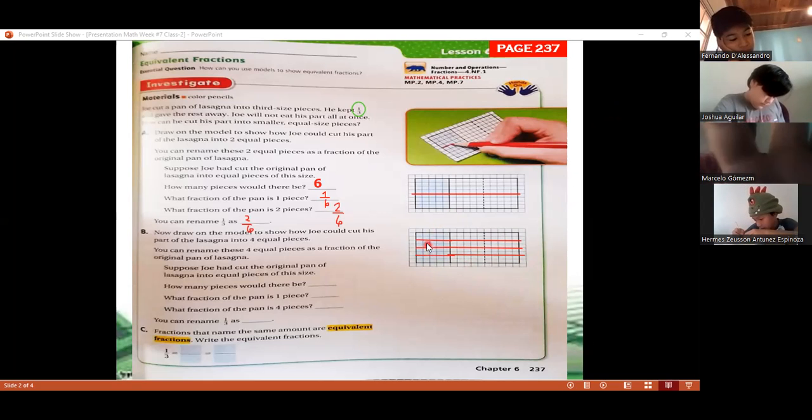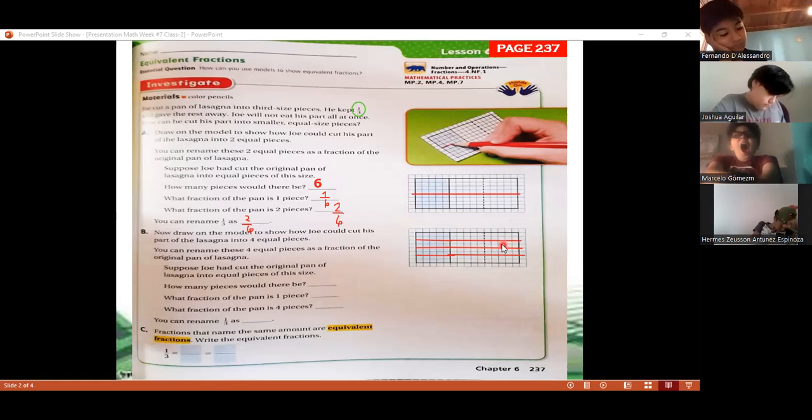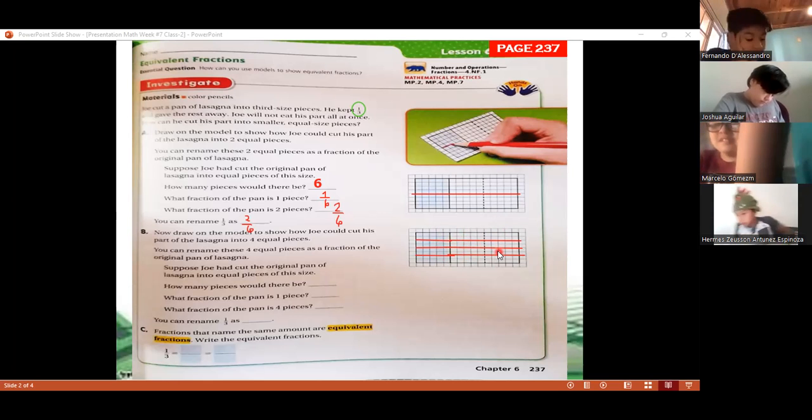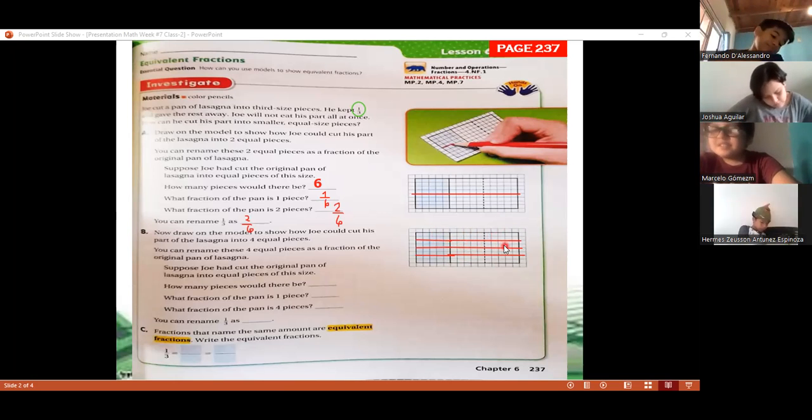6. Okay, no, we have more. 13. 13, are you sure? We have 13 parts now. 12. 12, that's right. If you see, we have 4 on one side, 4 and 4. We have 12. You count 1, 2, 3, 4, 5, 6, 7, 8, 9, 10, 11, 12 parts. 12 parts we have now here.